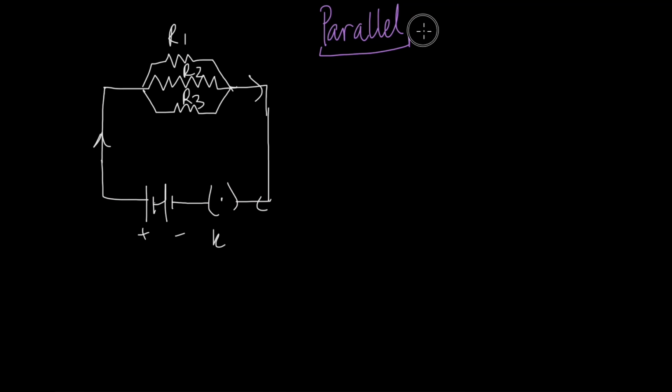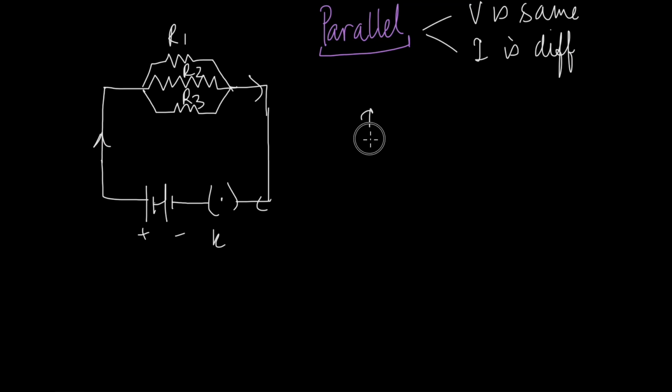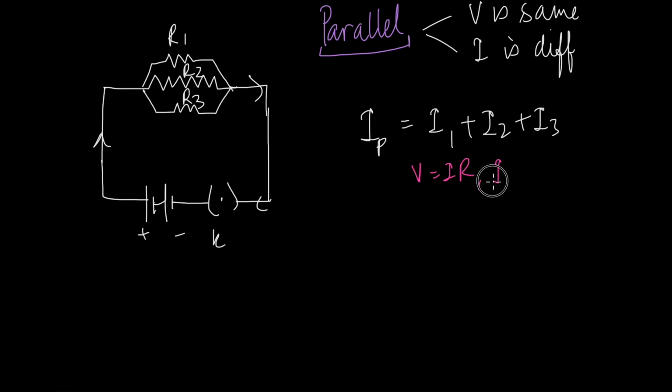So in parallel, I have two kinds of information. One is voltage is the same while current is different. So I'm trying to find the current here, and I will say that I is equal to I in all three resistors. So the individual I across all three resistors, and the sum of it is going to give me the total current that is flowing in the circuit, right? So I'm going to say IP. V is equal to IR, and it also gives me I is equal to V by R.